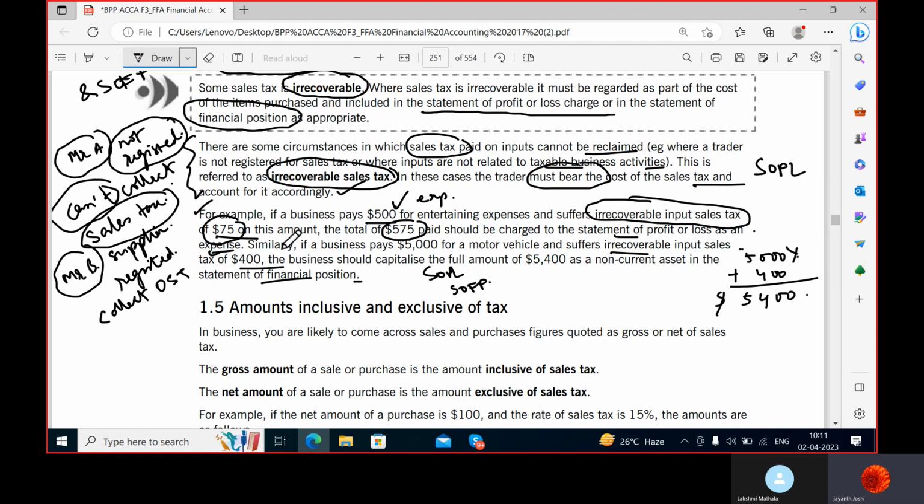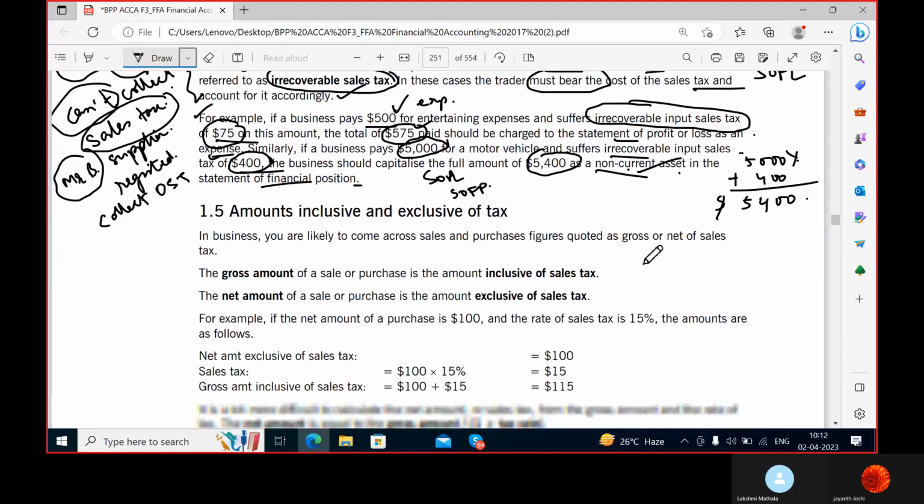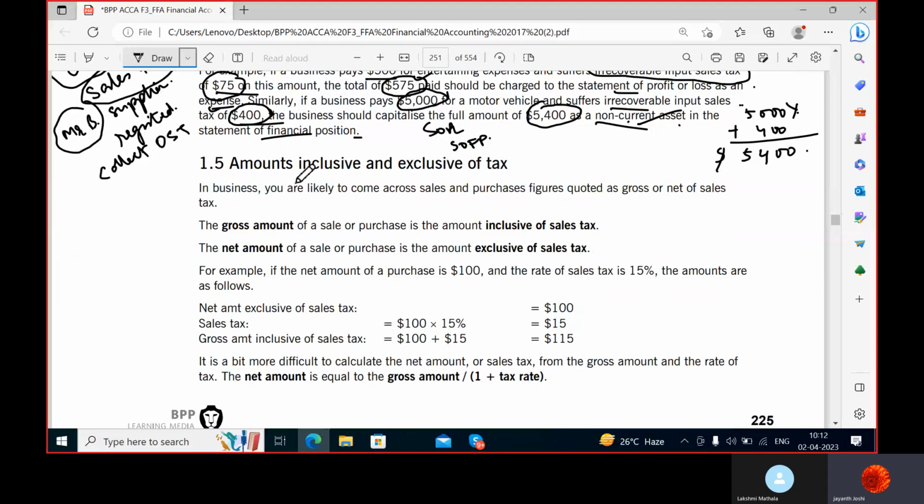Okay, so the first example was for SOPL because it is with regard to an expense. The second example is for SOFP because it is with regard to non-current assets. Your tangible non-current assets chapter is done, na? Yes, ma'am. So I hope in that scenario you know that non-current assets are to be shown in SOFP. So that's the reason instead of showing 5,000 as the cost of the motor vehicle, we'll show 5,400. Why? Because this was irrecoverable input sales tax. Clear? Clear, ma'am.